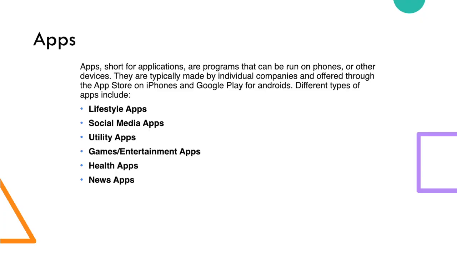So apps, as we mentioned before, which are short for applications, are programs that can be run on phones or other devices. They're typically made by individual companies, as I said before, and offered through the App Store on iPhones and Google Play for Androids, as well as the Samsung Store for Samsung phones. Different types of apps include, but are not limited to, lifestyle apps, social media apps, utility apps, games and entertainment apps, health apps, and news apps.